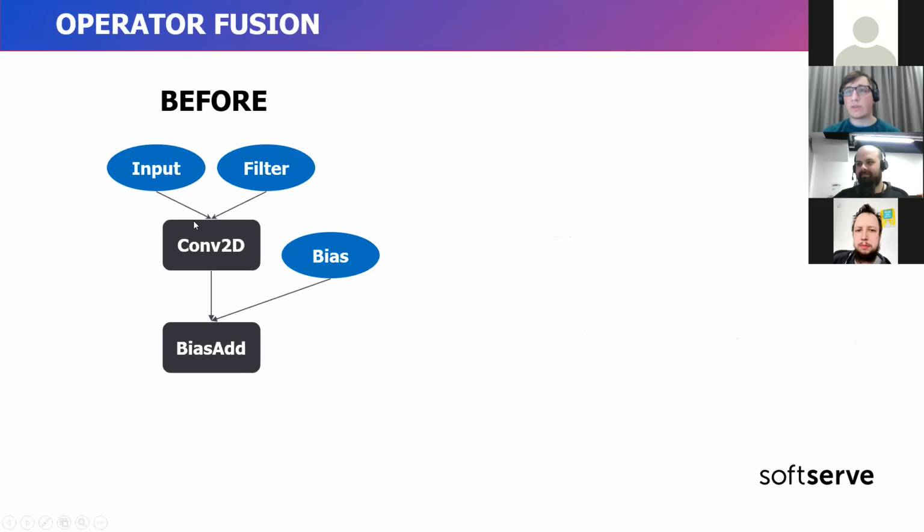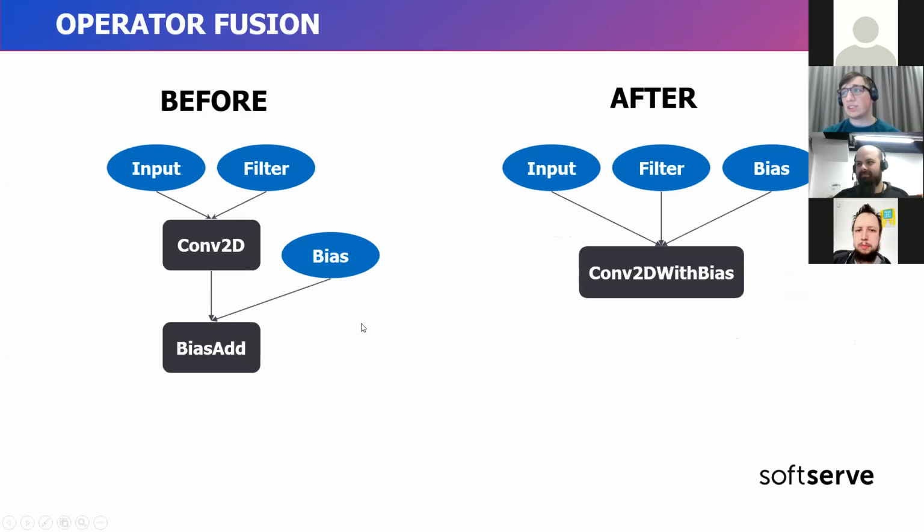For example, we have a convolutional layer here with some input image and filter. And afterwards, we have some bias addition operation. And what the compiler usually does is convert these two operations into a single one. And the advantage of this is that we don't need to wait for the next operation to perform, and we don't need to allocate some new memory for this function to run.